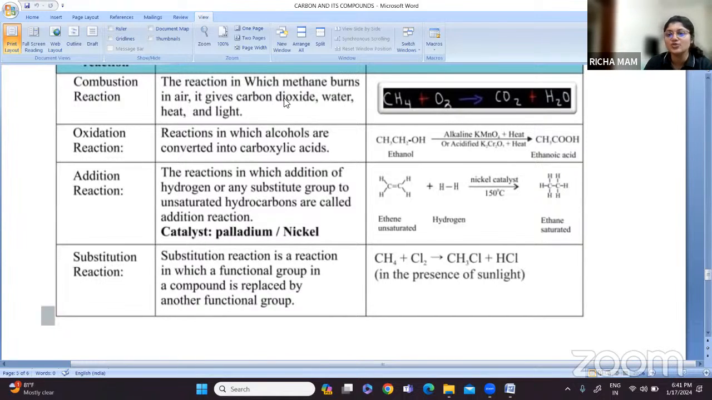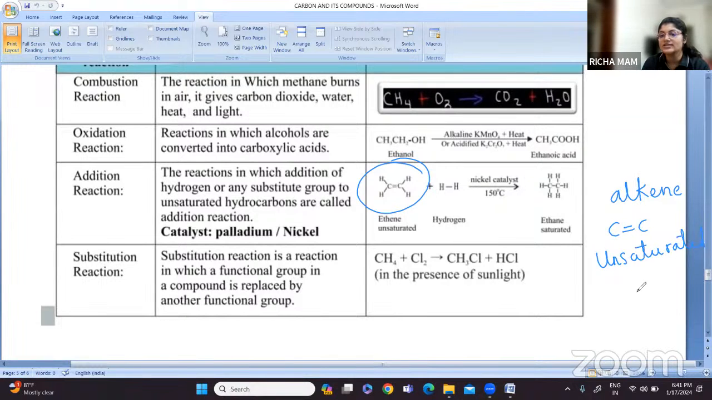Addition reaction can always be done on an alkene. Alkenes are carbon compounds which have a double bond. They are called unsaturated compounds, with a carbon-carbon double bond, which are called alkenes. So here we have taken an alkene.